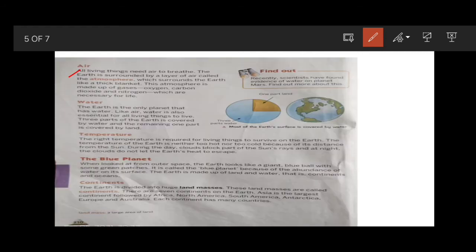First of all, we will discuss air. All living things need air to breathe. The earth is surrounded by a layer of air called the atmosphere, which surrounds the earth like a thick blanket. This atmosphere is made up of gases, oxygen, carbon dioxide, and nitrogen, which are necessary for life.